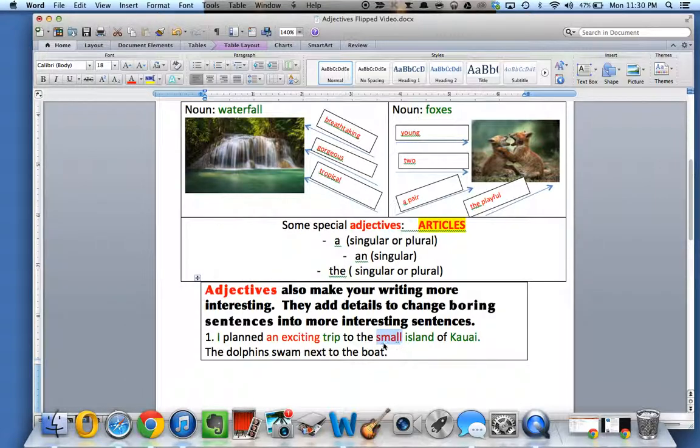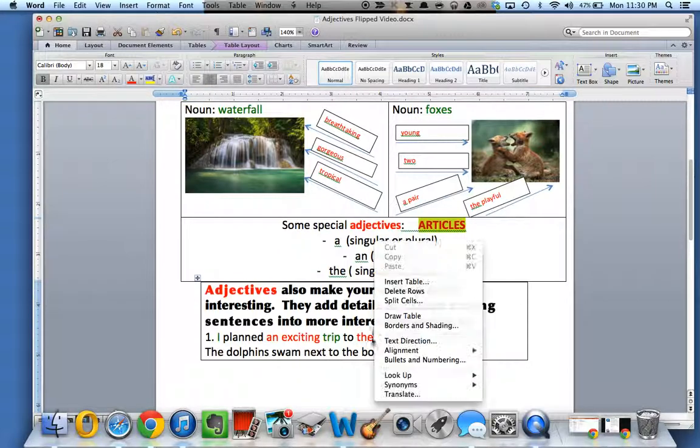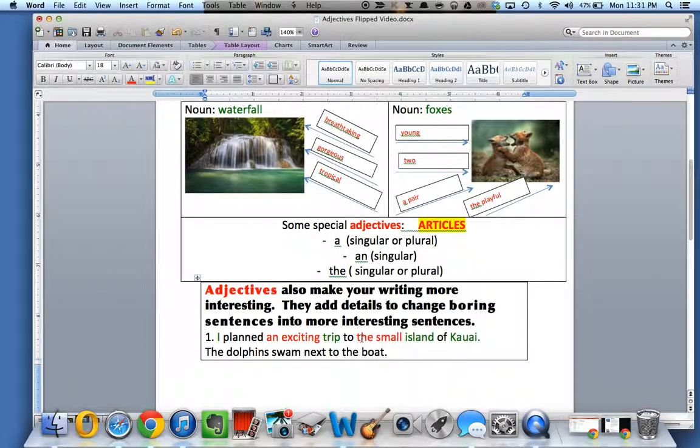And I hope you saw also that there's another hiding adjective here. Remember those special adjectives? What were they called? They were called articles. And this is telling you that we're just talking about one island, to the small island of Kauai.